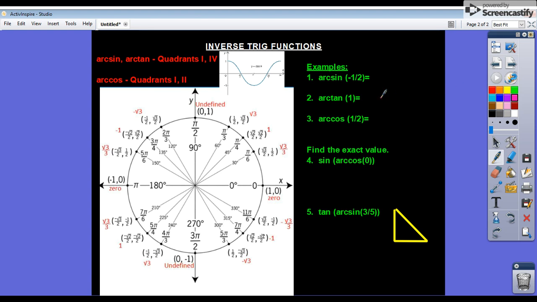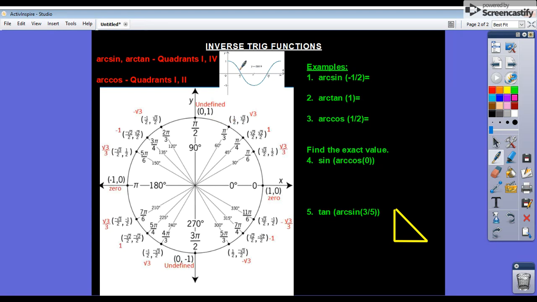So inverse trig functions are a little different because you're working backwards. For instance, usually they ask you for the cosine of pi over 3 and you give the cosine value. For inverse trig functions, if I ask for the inverse cosine of 1/2, that means I'm giving you the cosine value, you're going to tell me the angle. So it's working in the opposite way.